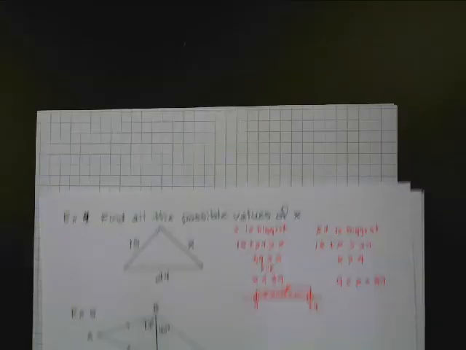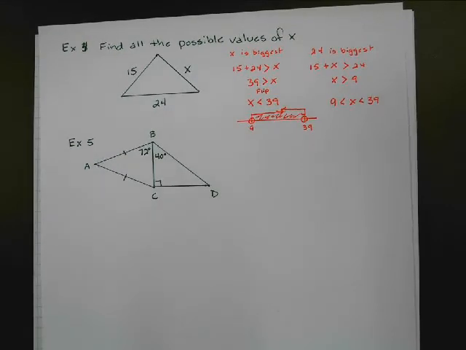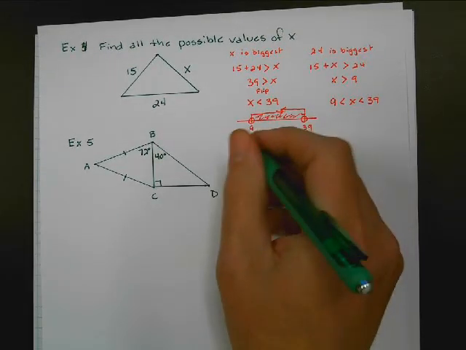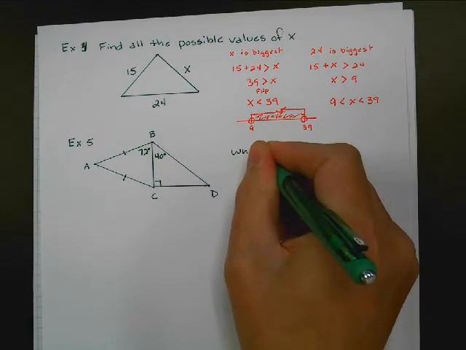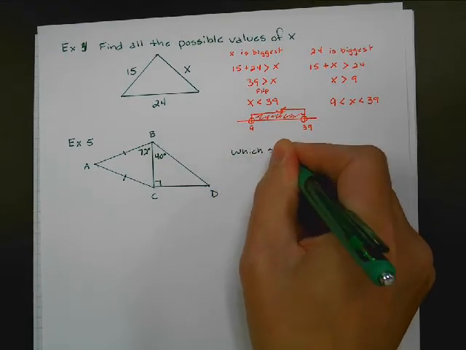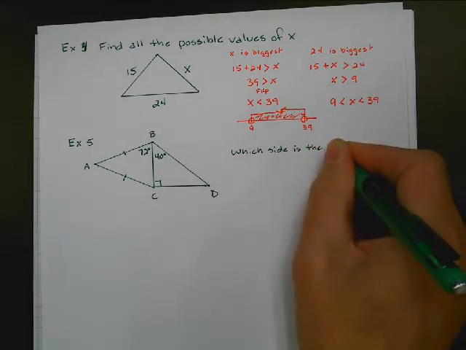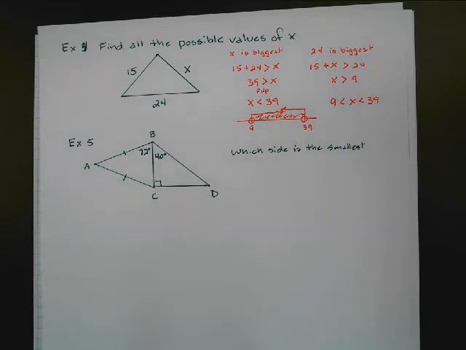All right, I'm going to blow your mind on this next one. Number 5. I've got two triangles here, and I want to know which side is the smallest. Now we have not enough information here. We don't have all the angles yet. So let's fill in the angles first.